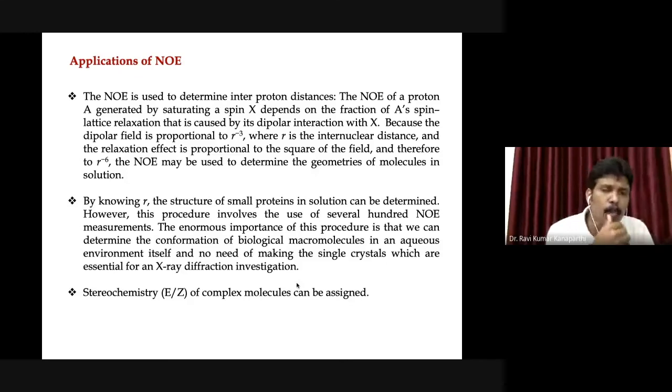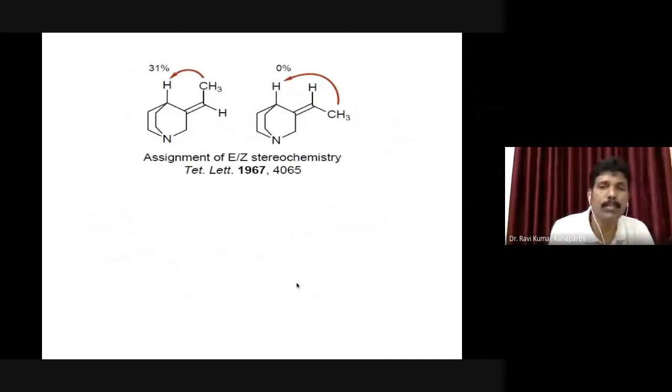Okay, now in routine experiments, where exactly we use the NOE technique is something that I'm going to explain to you, because this will be useful for us. Now you can see here that stereochemistry, whether it is the Z configuration or E configuration, is of interest in routine chemistry. Whether it is Z or E, how do we determine?